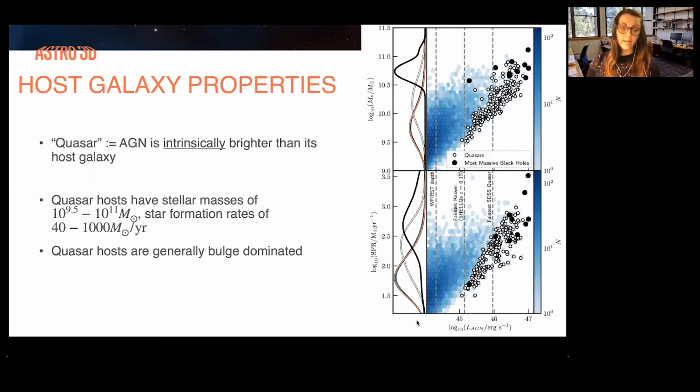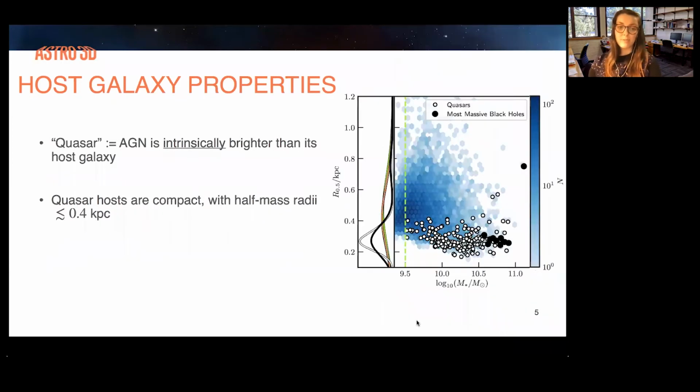Something else that we find that is not shown here is that quasar hosts are also generally bulge dominated. So these three properties are really interesting to understand, but we find that they're actually not particularly different to the overall population of high redshift galaxies. But one thing that is different about quasar host galaxies is their size.